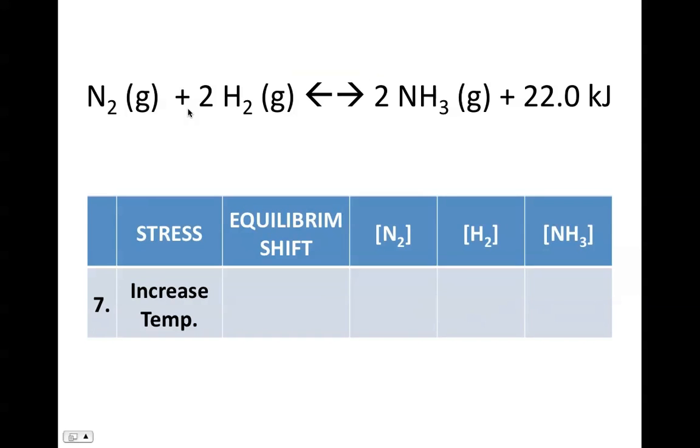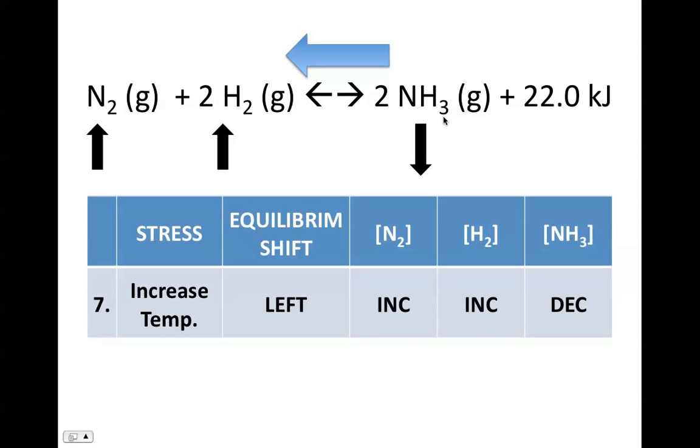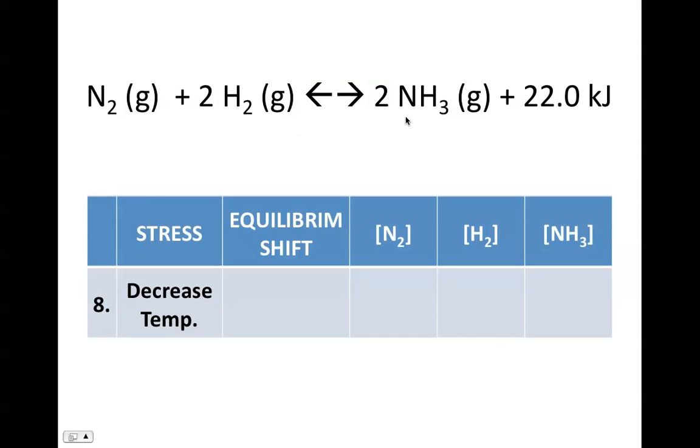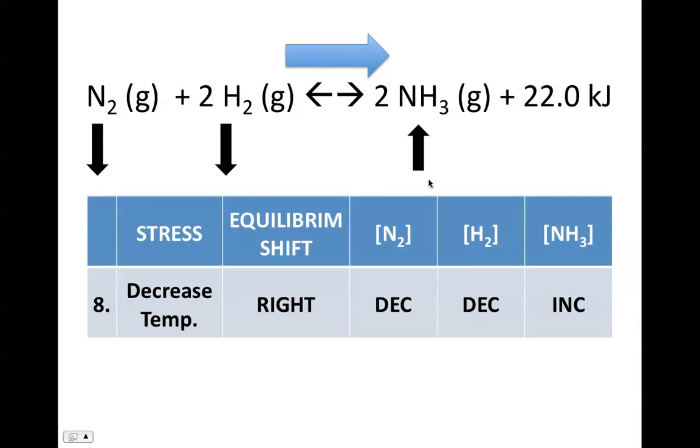All right, changing temp. The only thing I'm worried about with temperature is where my heat is, over on the right. So if I increase temp, think about how you want to get away from that heat, so I'm going to shift away from it and go to the left. Whatever I'm shifting towards is going to go up. Whatever I'm shifting away from goes down. Now if I decrease temp, I want to move towards the heat. So I'm going to be shifting to the right. Whatever I move away from goes down. Whatever I shift toward goes up.